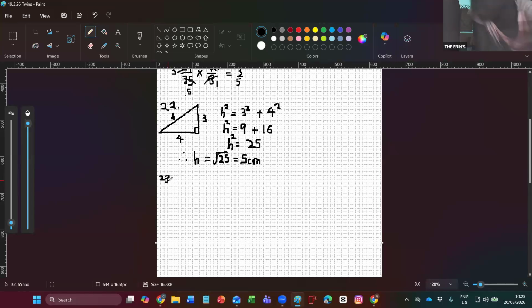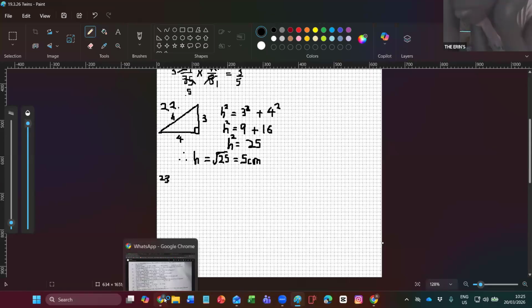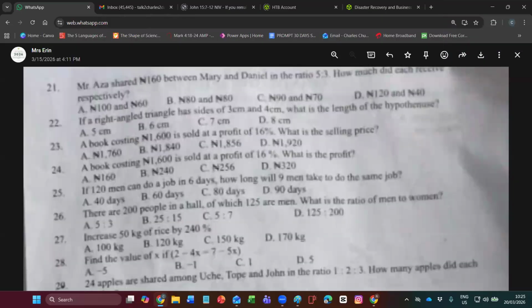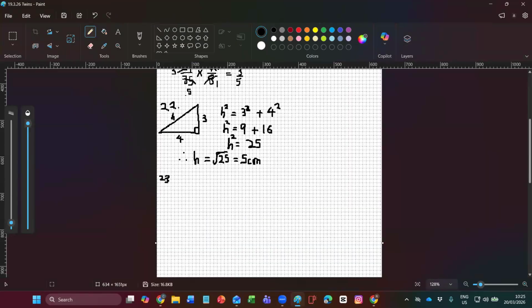Question 4. A book costing 1,600 is sold at a profit of 16%. What is the selling price? Good. So how do we find the selling price? Do you know the formula that will help us? And what's the formula?